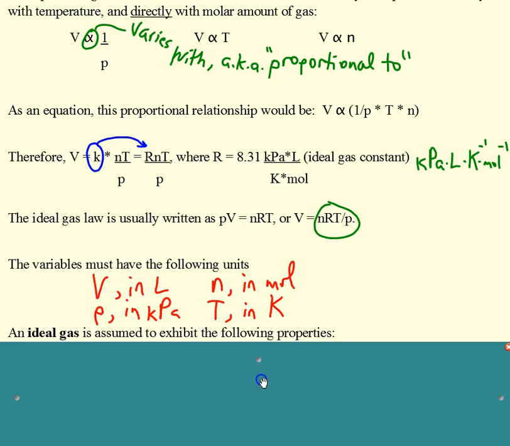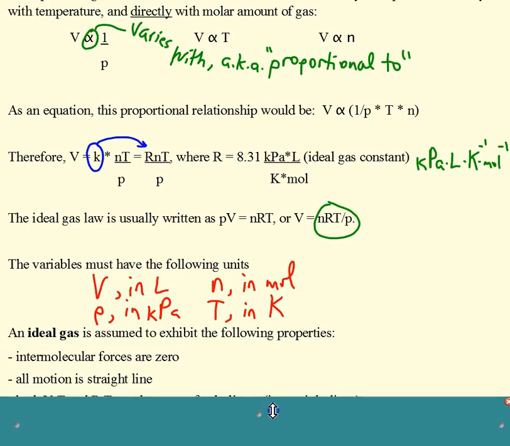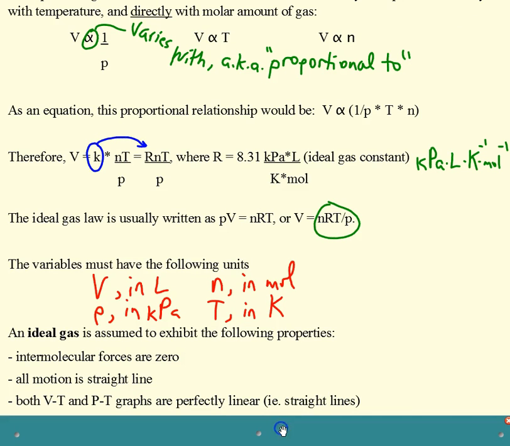Properties of an ideal gas, we come back to this again, are as follows. You can write these down. The forces between molecules are assumed to be zero. In other words, they don't interact beyond colliding. They don't cause each other to be attracted or repelled. All motion of particles is assumed to be straight line motion.